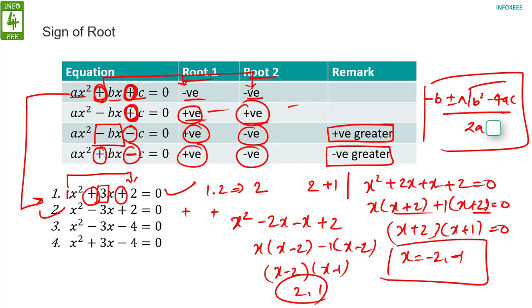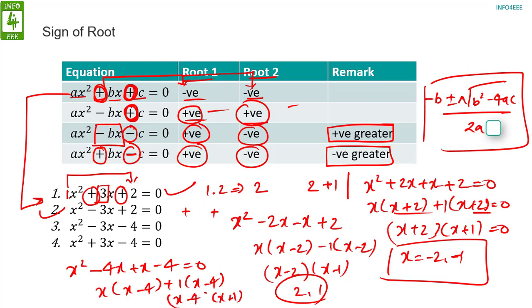So if you see here, we can break this like x square, let's say, minus 4x plus x minus 4 equal to 0. If you take x common, this is x minus 4 plus 1 into x minus 4. So it is x minus 4 into x plus 1, right? So the roots here are what? It is 4 and minus 1. So the greater value is positive, as the opposite of this sign is positive, so the greater value will be positive.